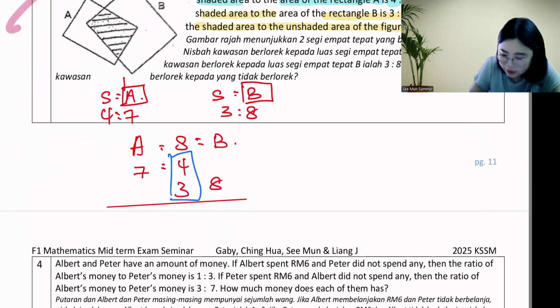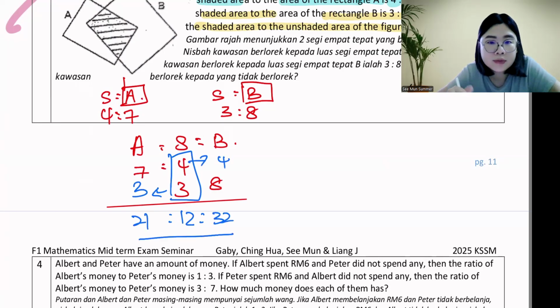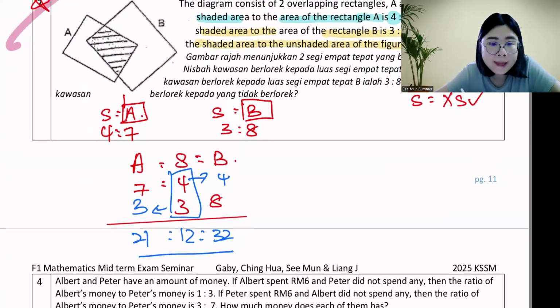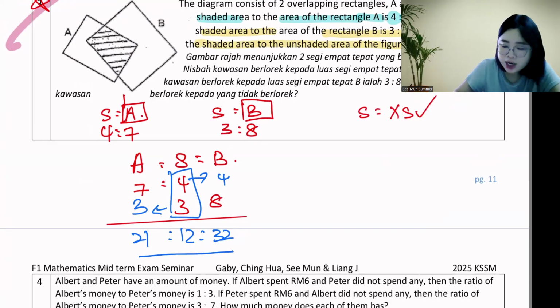Times together. 12. And then here, need to times by 3. And then 4, need to times by here. Okay, then you will get these 3 ratios. So far, so good. And then now we have to draw on the figure so you know what they want, because the final answer they want is this ratio. Total shaded area to the total non-shaded area.